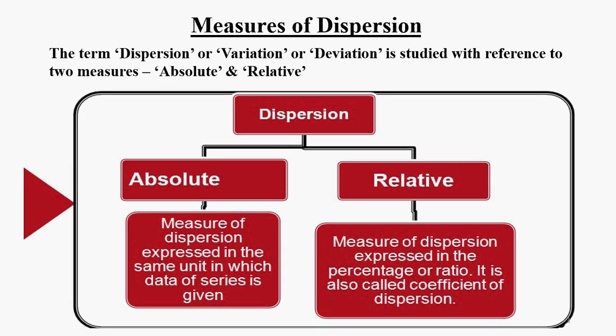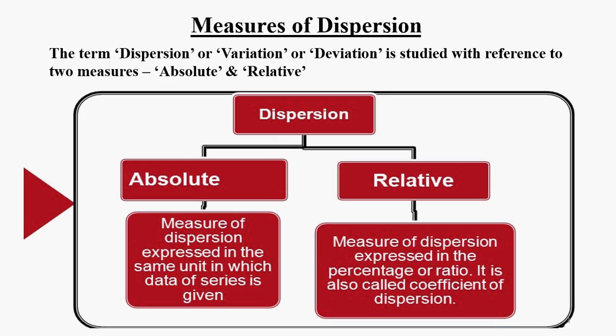So this is the point to be noted with regards to absolute dispersion. In relative, measures of dispersion are expressed in percentage or ratio. So that is the difference between absolute and relative. And moreover, it is also called coefficient of dispersion.